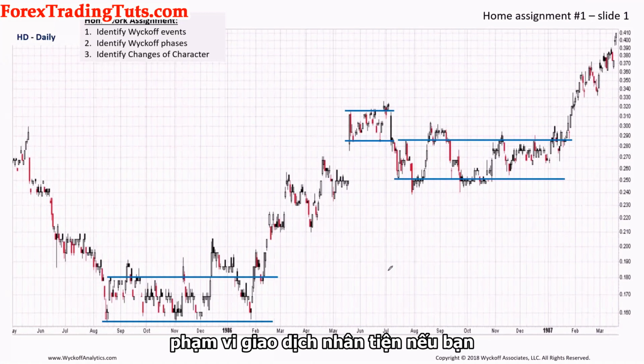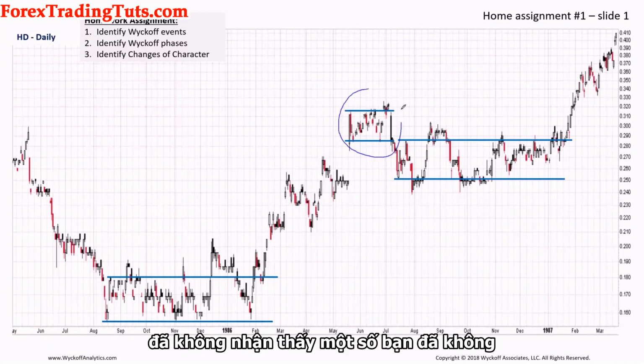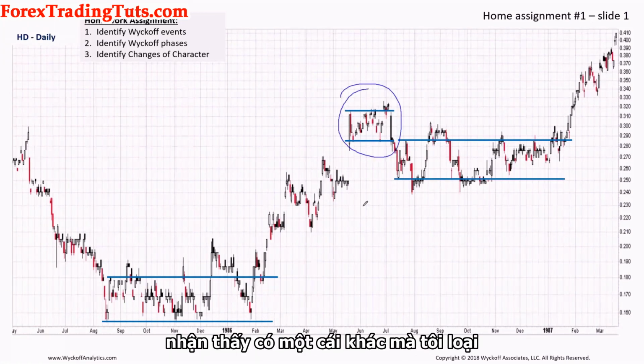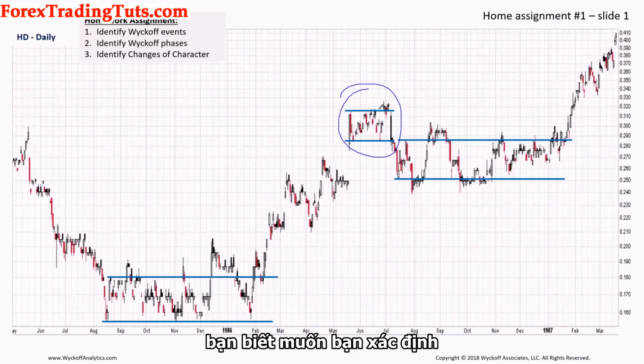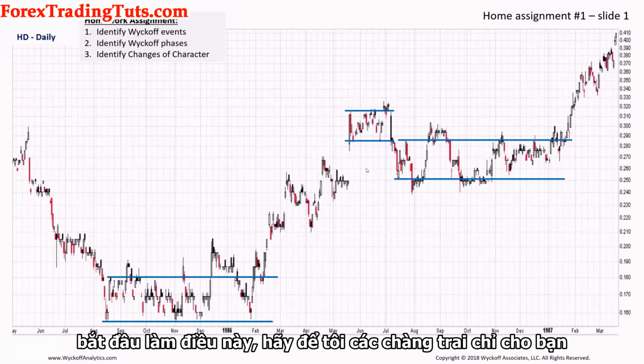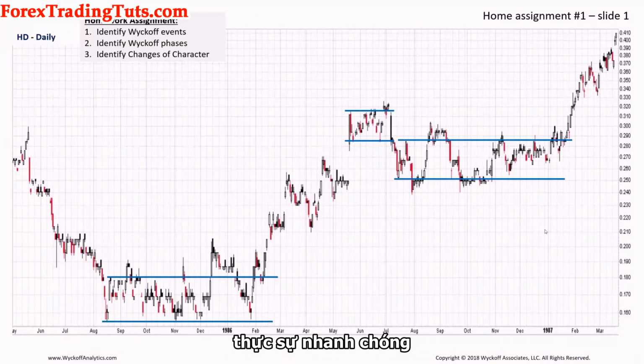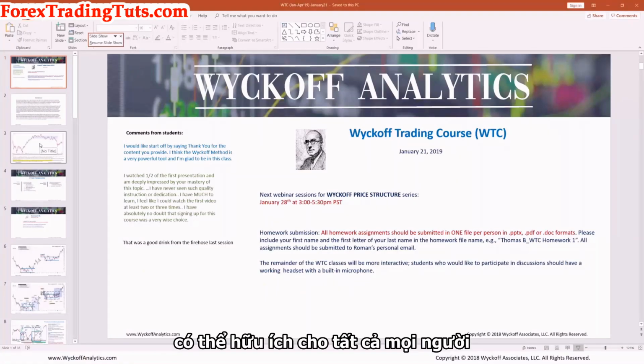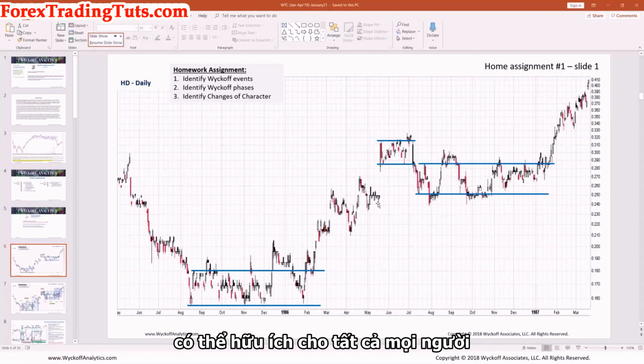All right, so let's look. We have 3 trading ranges. By the way, guys, if you haven't noticed, some of you have not noticed, there is another one that I kind of wanted you to identify. And by the way, Rama, before we start doing this, let me show you guys really quickly something that could be helpful to everyone.